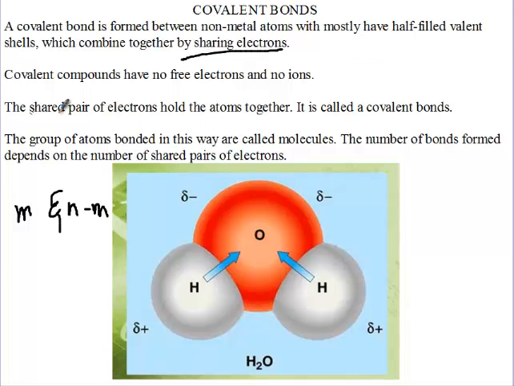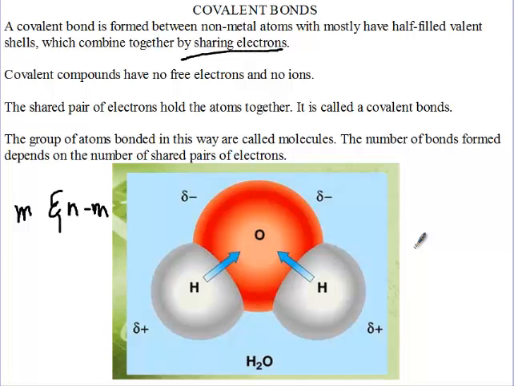So, covalent bonds have no free electrons and no ions. Here, no ions are formed. No element is giving out an electron, no element is accepting an electron. But instead, they are sharing, therefore, no ions are present.